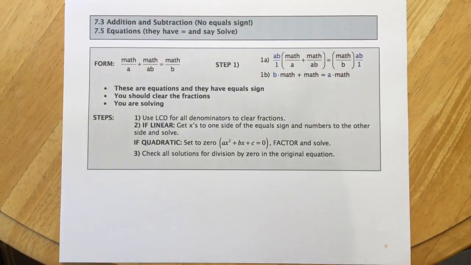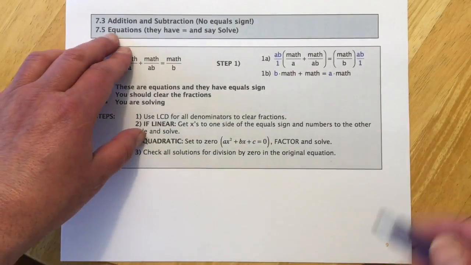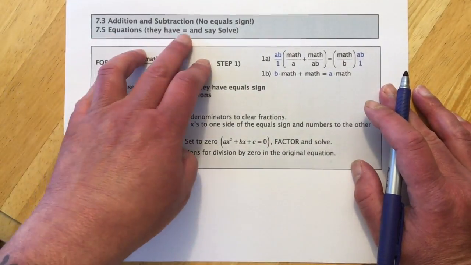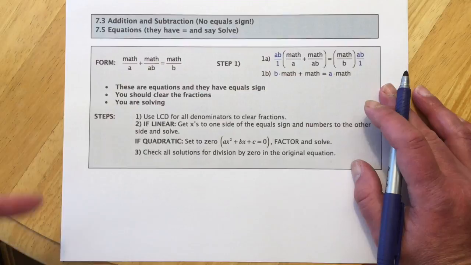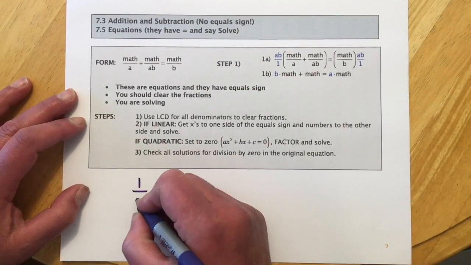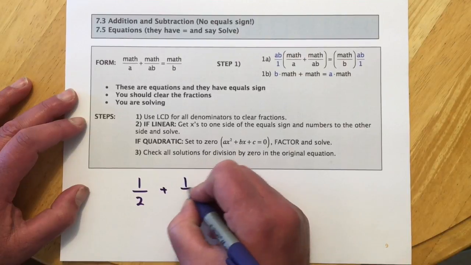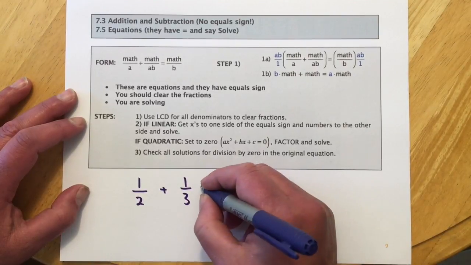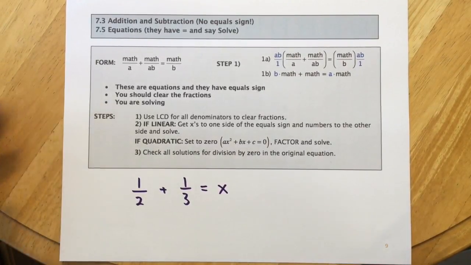Okay, so next up is the 7.5 example. So these are the equations. They have equal signs and they say solve in the directions rather than simplify. So I'm going to do the same problem I did last time. I'm going to do 1/2 plus 1/3. But this time I'm going to change it up and I'm going to say equals x.